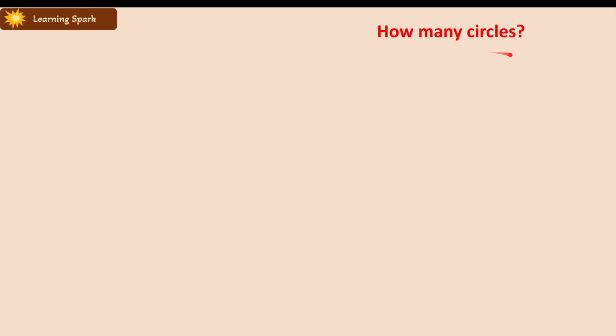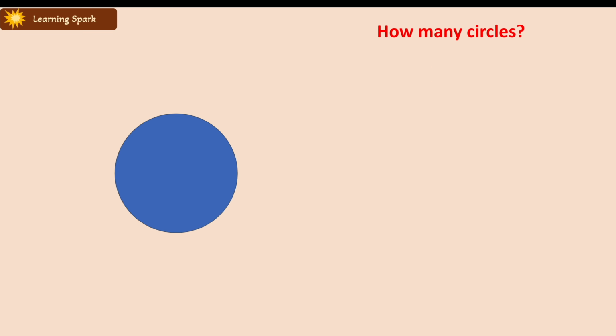Okay, how many circles can you see now on the screen? You can see nothing, right? Nothing is represented by 0 in mathematics. So you say there is 0 circle. Okay, let's try again. How many circles can you see now? You can see one circle, one full circle, right? So this will be represented by 1 in mathematics.